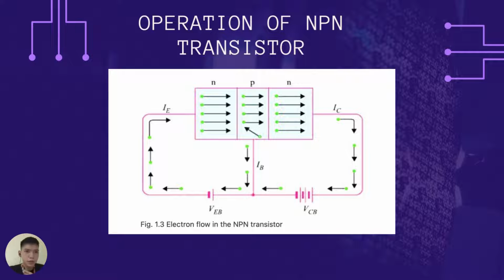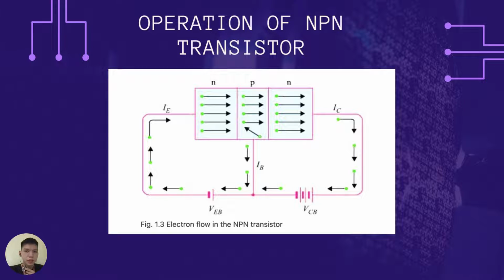So we have the operations of the NPN transistor. Here is your NPN. The base-emitter junction is forward biased by the DC source VEB and the collector-base junction is reverse biased by the VCB. So your emitter-base junction is forward biased, while your base-collector junction is reverse biased. So the depletion region at the emitter-base junction is reduced and the depletion layer at the collector-base junction is increased.